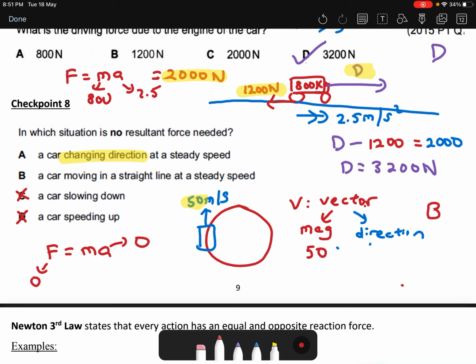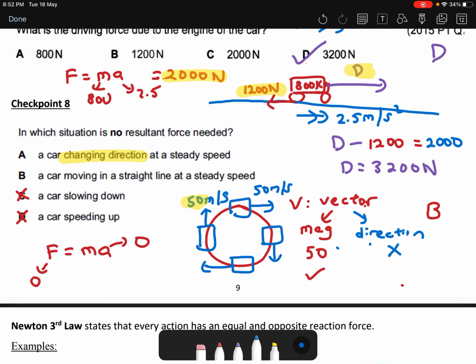If you're moving at a steady speed in a circular motion, the 50 will remain the same. So your magnitude is the same, but your direction keeps on changing, because you're moving in a circular motion. At one point you are facing towards the north. After some time you are facing east. The third point, you are facing towards the south. Last but not least, you are facing towards the west. So you can see that your direction keeps on changing.